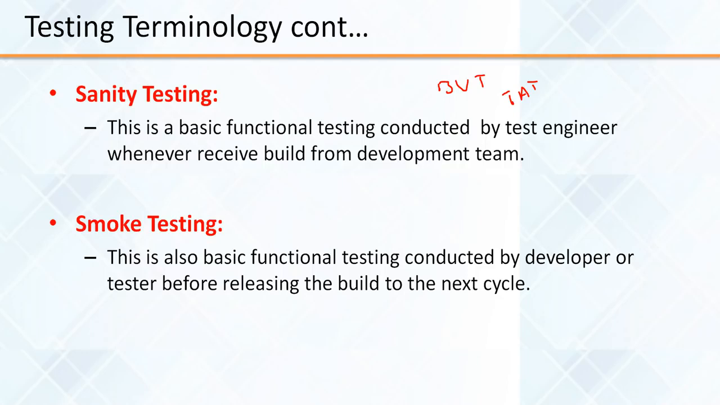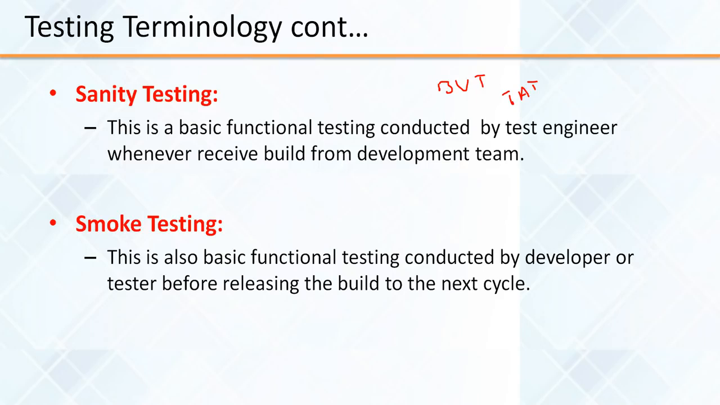Sometimes the installation itself will fail. Sometimes installation will pass but basic screens will not appear, and navigation will not work. In this case we can simply reject the build. So if sanity testing or smoke testing fails, we will reject the build. Rejection means developers have to create one more build and provide that build to the testing team.